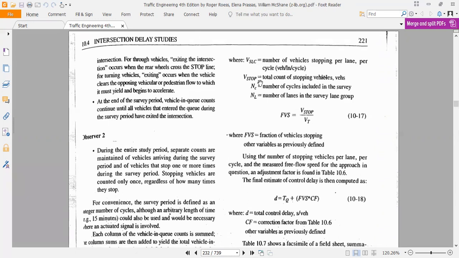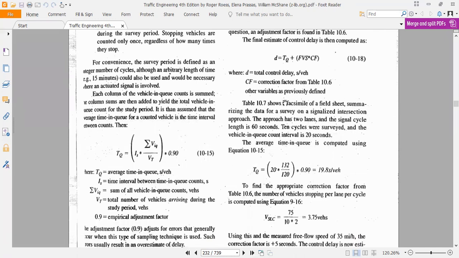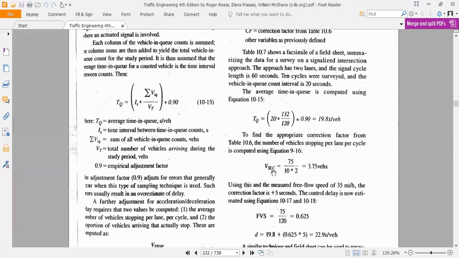This is also given to us. NC is the number of cycles included in the survey, and NL is the number of lanes in the survey lane group. So here we are calculating the VSLC.